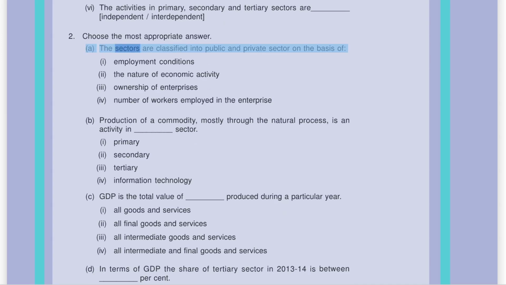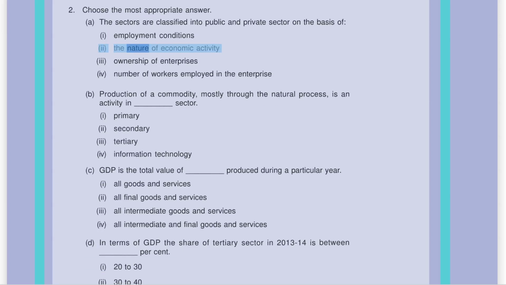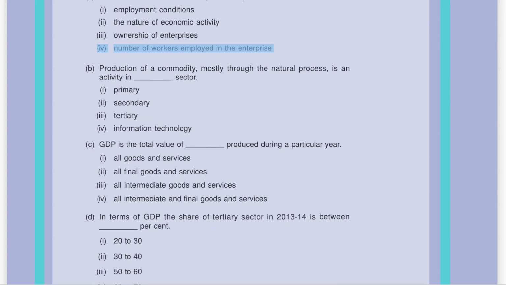2. Choose the most appropriate answer. A. The sectors are classified into public and private sector on the basis of: 1. Employment conditions. 2. The nature of economic activity. 3. Ownership of enterprises. 4. Number of workers employed in the enterprise.